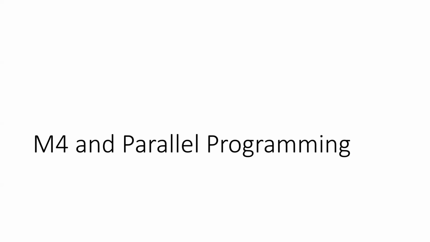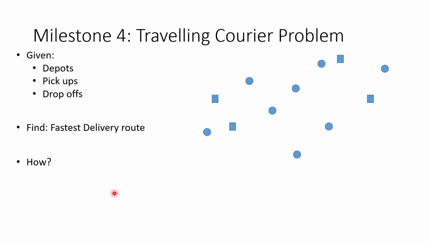Okay, so today's tutorial is about M4, and this will be our last tutorial. So milestone 4, as you should already be seeing from the lectures, we are doing the traveling courier problem, where we have multiple depots, multiple pickup positions and multiple drop-off positions, and you'll need to find the fastest delivery route to cover all of the pickups and drop-offs.